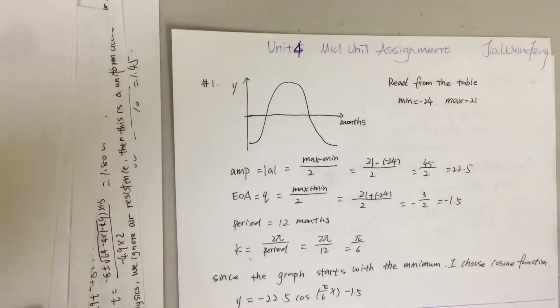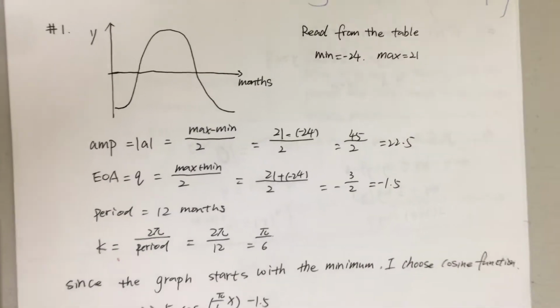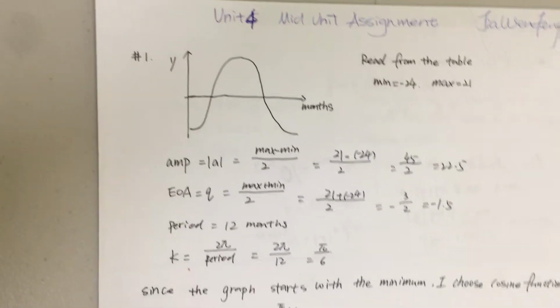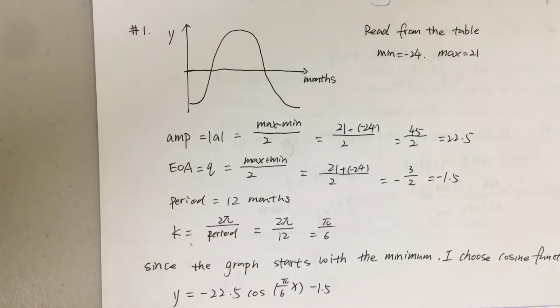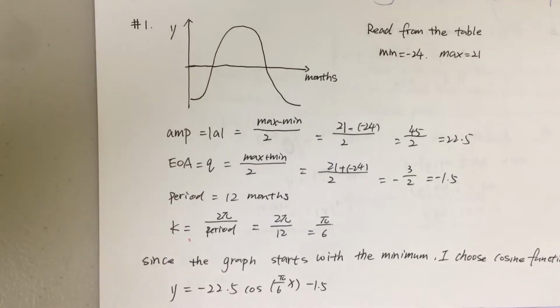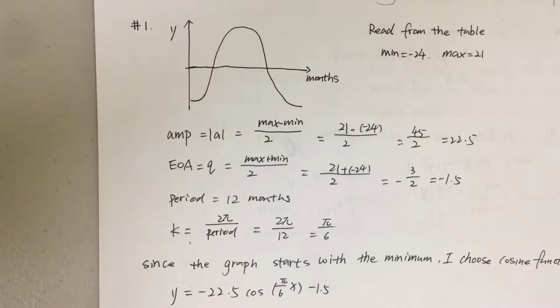Unit 4 is all about the sinusoidal functions. In particular, we need to model given word problems and graphical questions. Question 1 talks about given a temperature for a year round, so the picture is associated with the table values.